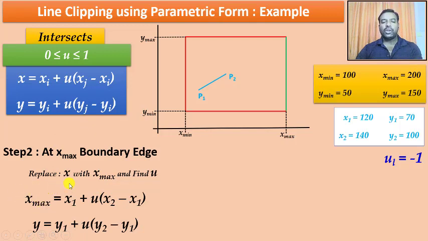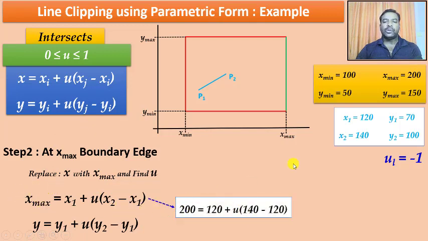And so now I am going to replace x maximum with 200 and find the value of u. The u, I have replaced this with r because this is for the right boundary. Hence ur equals 2. And is this 2 within this range? No, it's not within this range. Hence, the line will not even intersect the right edge.